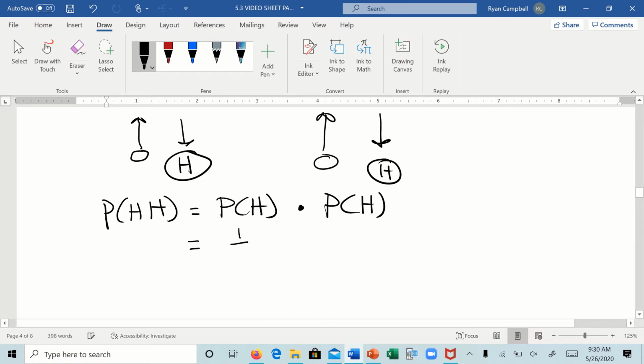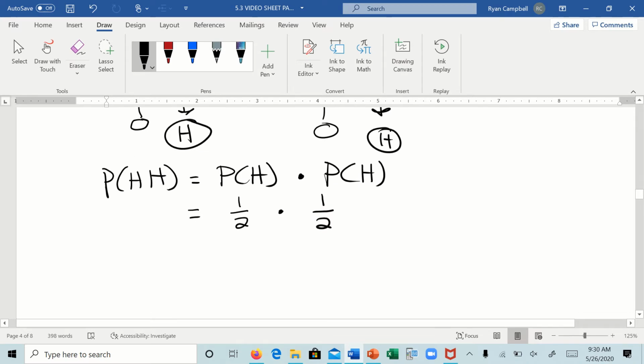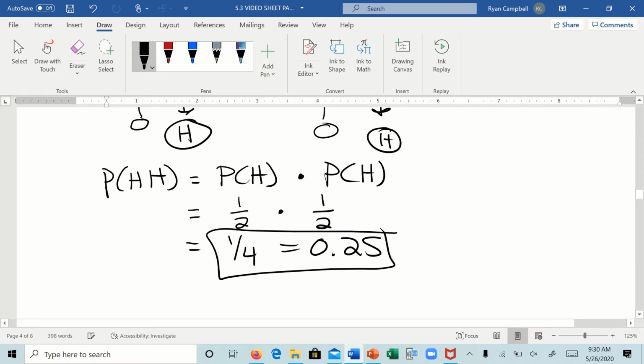All right, so what's the probability of getting a heads? Well, there's one heads on two sides of a coin, so 1/2. What's the probability that the second one is heads? Well, since they're independent, one coin flip doesn't affect another coin flip. Once again, that's going to be 1 out of 2. So when you multiply these together, you get 1/4, or 0.25. That's the final answer.